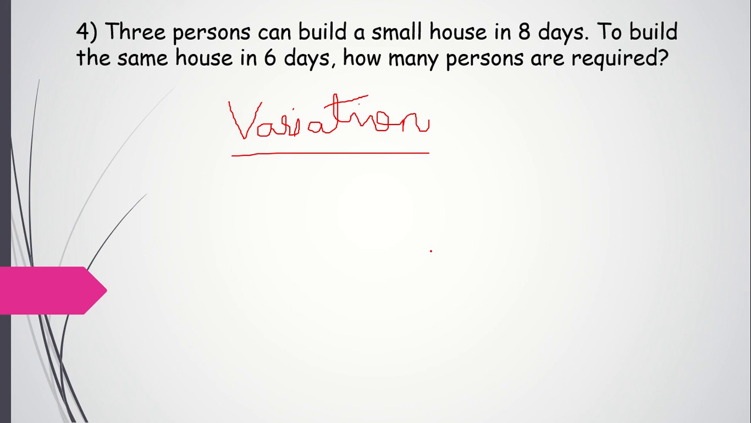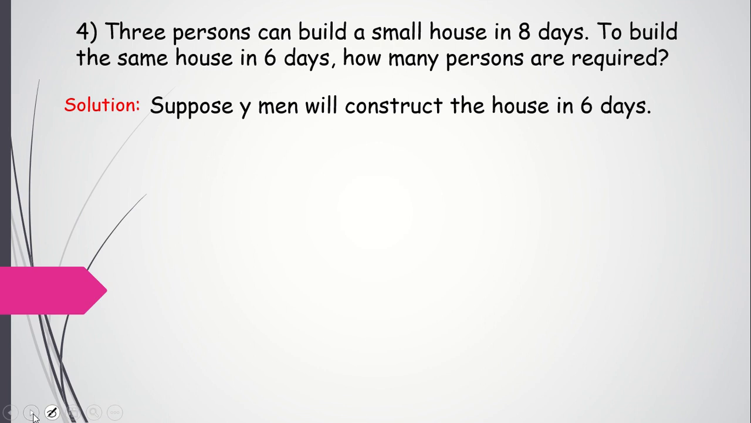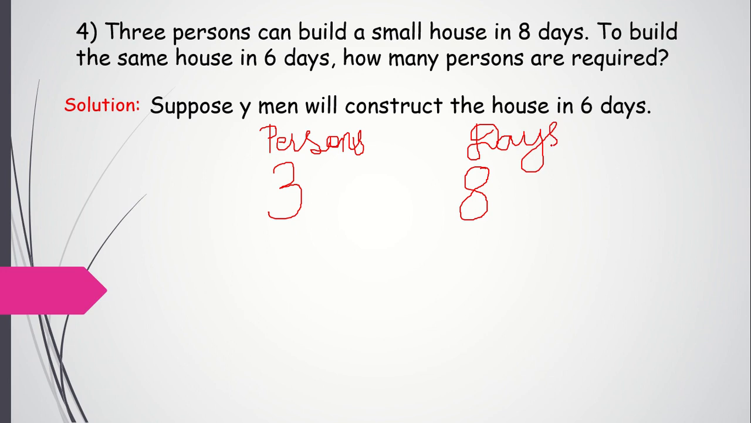Direct variation means if one quantity increases, the other quantity increases. But if one quantity increases, the other quantity decreases, it is an inverse variation. So we have to first understand whether this is direct or inverse variation. 3 persons can build a house in 8 days. One quantity is persons, and the other quantity is days. To build the same house in 6 days, how many persons are required?